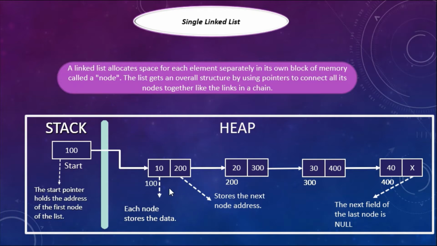And in the last node of the single linked list, the next field will contain the null pointer, which means the last node is not pointing toward any node, so we put a null in that pointer.